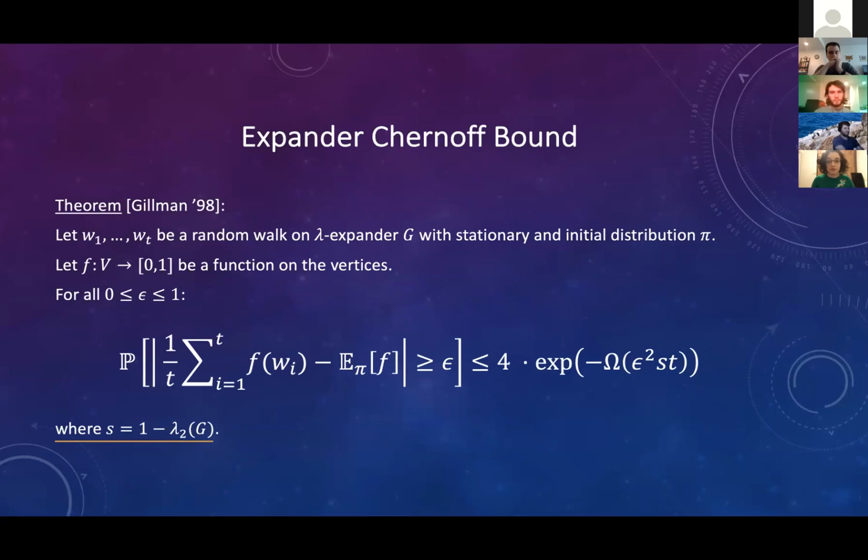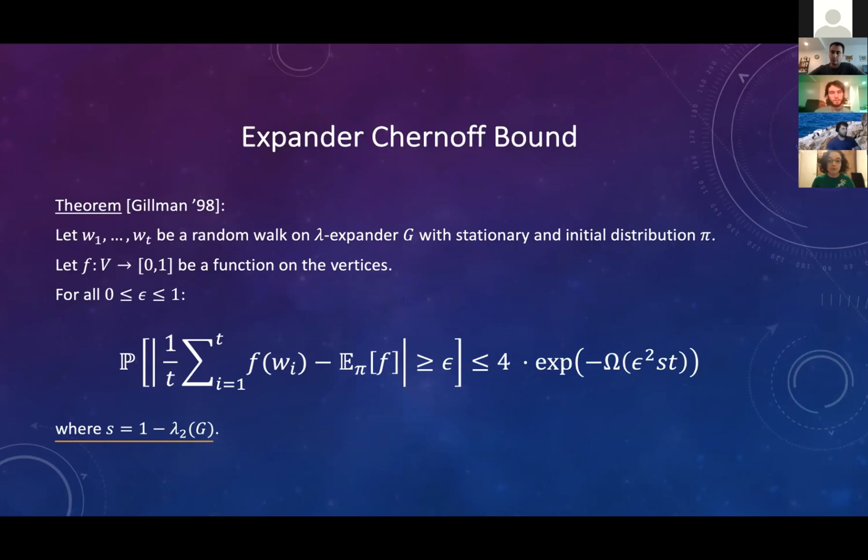actual average of f to be greater than epsilon decreases exponentially as t increases, where t is the amount of steps or samples. We also have s in the exponent, and because our samples are not independent, s equals 1 minus lambda 2 of G. And we want s to be as close to 1 as possible. Now, our goal is to generalize this bound to higher dimensions.